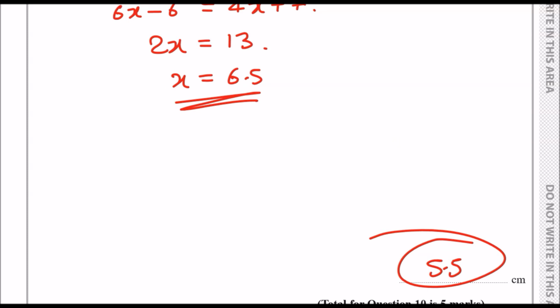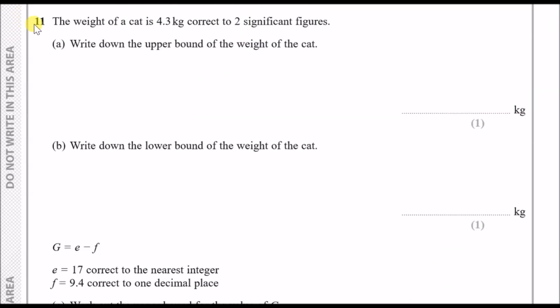5.5. Okay, for 11, it says that the weight of a cat is 4.3 kg, correct to 2 significant figures. That's actually the same weight as my cat. Now A, write down the upper bound of the weight of the cat, and B is also the lower bound.